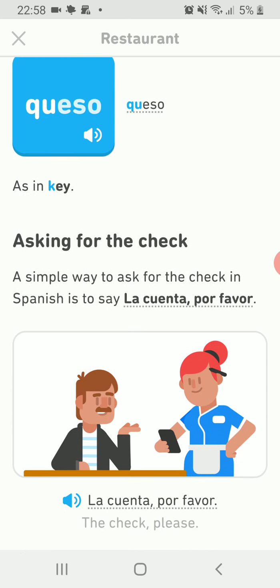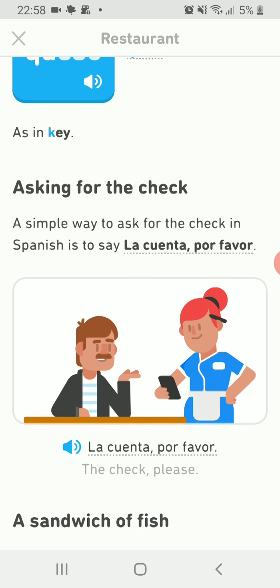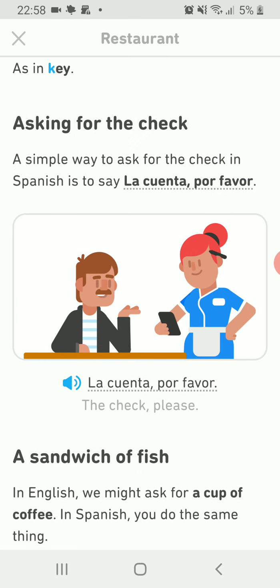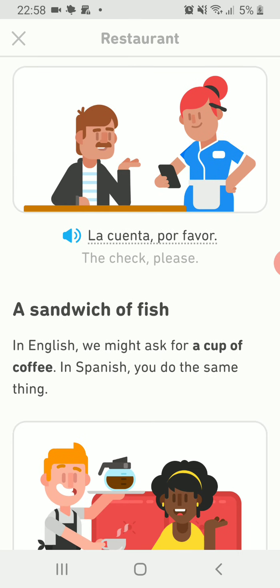Queso. Asking for the check. A simple way to ask for the check in Spanish is to say la cuenta por favor. La cuenta por favor, the check please, or the bill please.